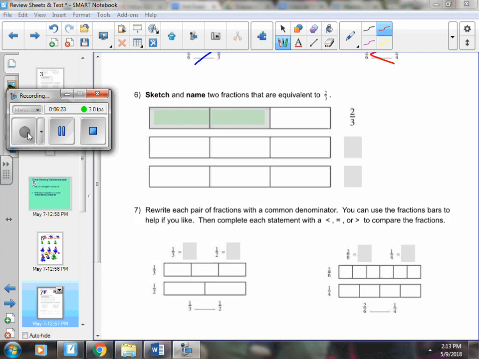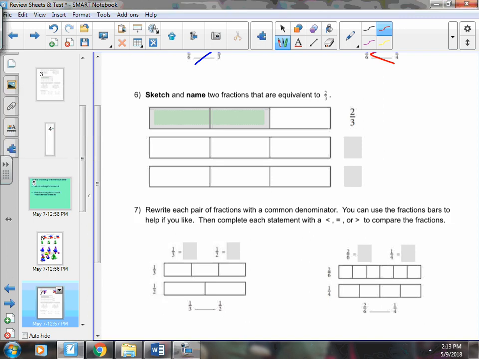Okay, so I think an easy thing to do would be to multiply the numerator by 2 and multiply the denominator by 2, which means we need to double the sections and then also shade in twice as many sections. So instead of shading in 2 out of 3, we're shading in 4 out of 6.